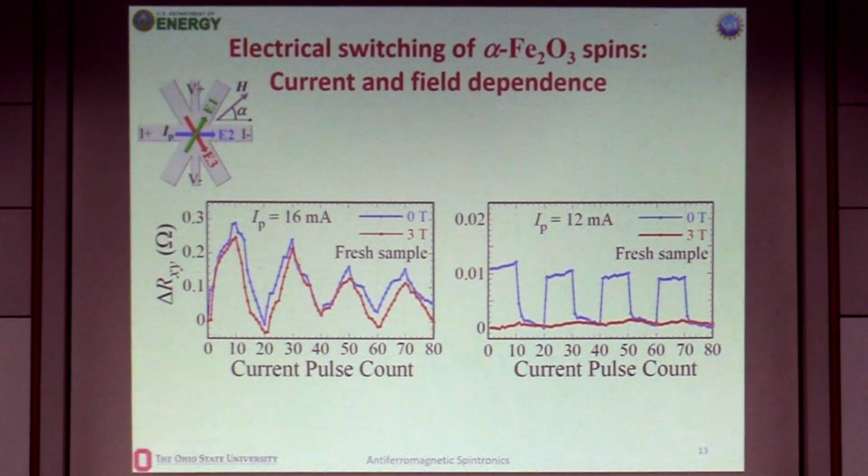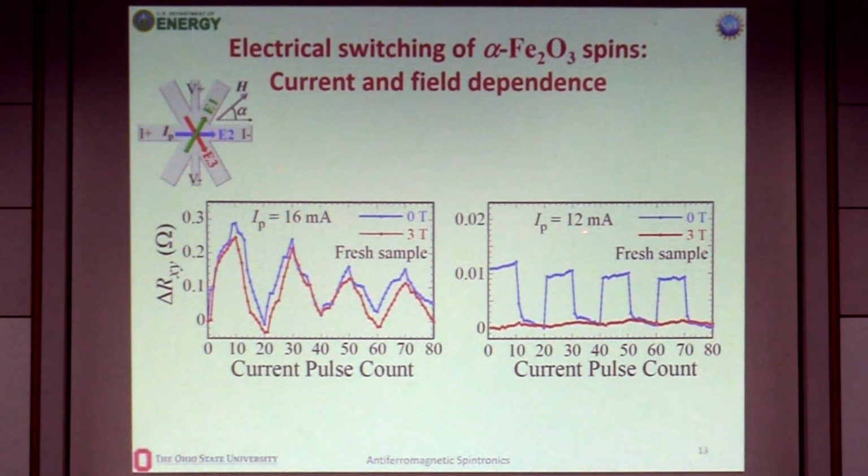Now I'm going to replot the previous two and group them differently. For the 16 milliamp, which is the highest in the previous plot, we show here the 0 Tesla, which is the blue, and the 3 Tesla, that is the red. They are more or less the same. They have a very large magnitude. They show this triangular wave, and then it decays or reduces in magnitude, as we have heard in a couple of really nice works earlier today.